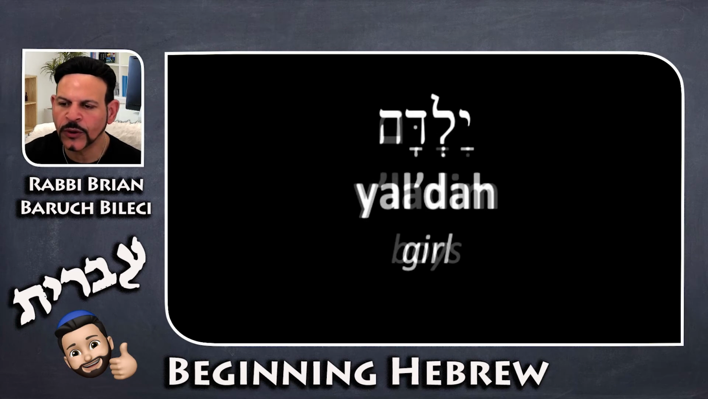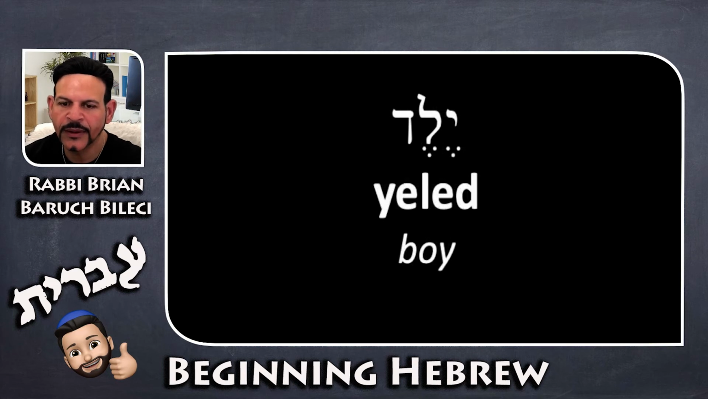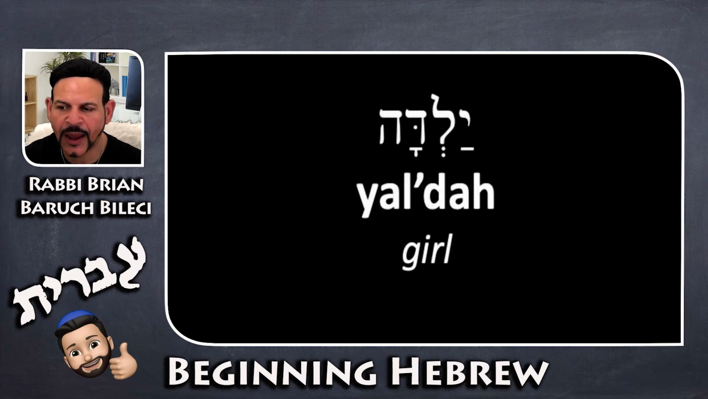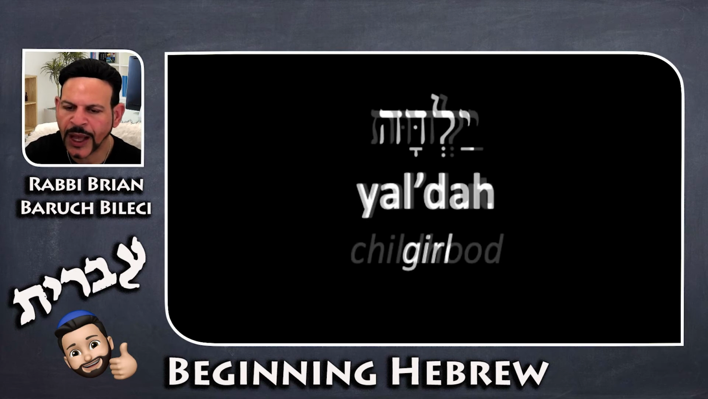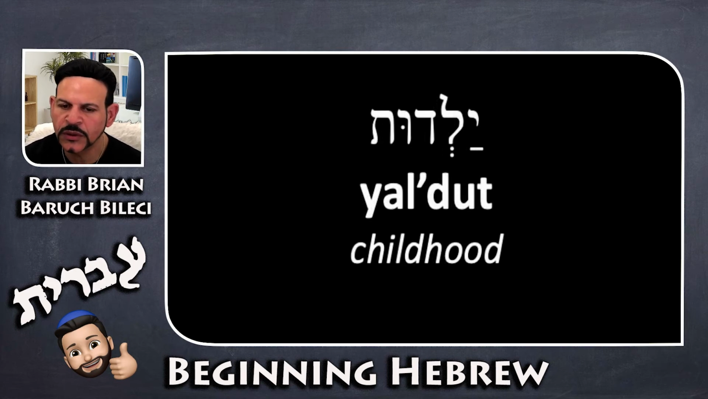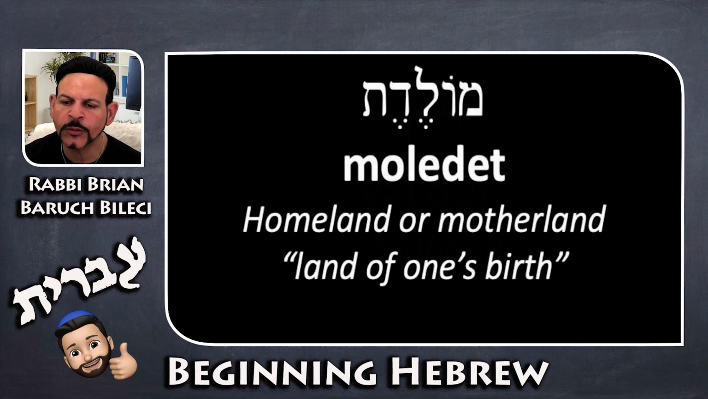And for girl, we have a form yalda. So instead of yeled, we have yalda. So we know childhood is yaldut, childhood. Or your homeland and motherland, a land of one's birth, is called moledet.